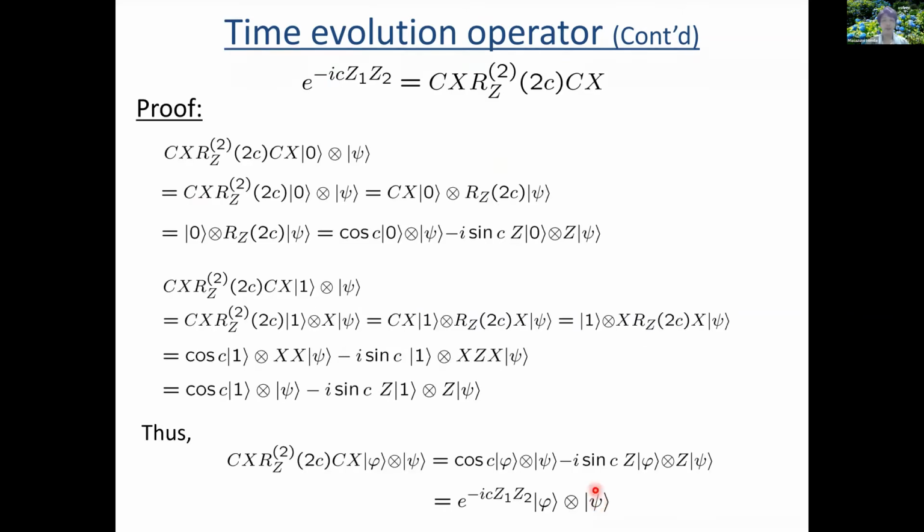Here is the proof of the identity. We can explicitly check this identity by looking at the two cases acting on 0 psi and 1 psi. It seems a bit tedious, but we can explicitly check the identity is correct by using the definition of controlled X and Rz. So this identity is correct.